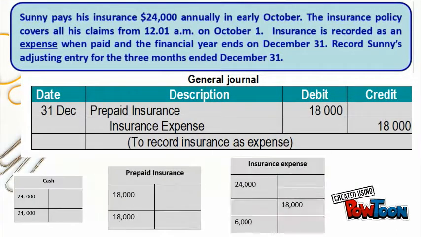There is still $18,000 remaining in prepaid insurance, and also the incurred expense is only $6,000, so we credit the expense by $18,000 to give the right balance.